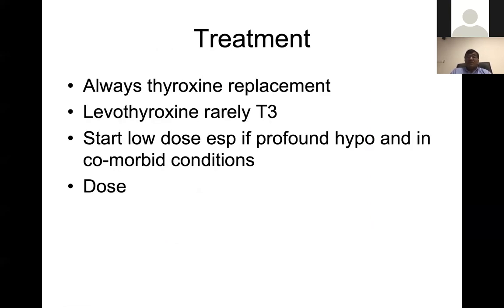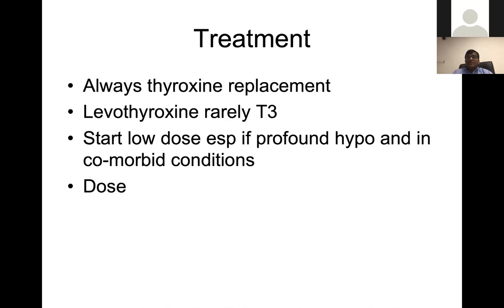The treatment is almost always thyroxine replacement, T4, rather than triiodothyronine. Very, very rarely T3 is used for short periods, like in myxedema coma, and also in short periods for patients waiting for I-131 treatment, particularly in cancer, because in cancer treatment you need to get their TSH to go very high, so that when you give I-131, all the iodine is taken up by the cancer tissue.